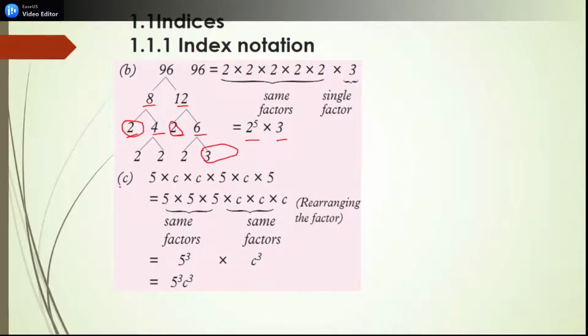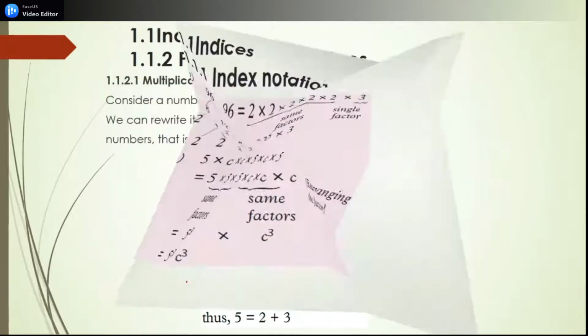Then in c, we have 5 times c times c times 5 times c times 5. We have three 5s. We have to group it and then put it on power 3, because you have three 5s and you have three c's, which means c power 3. Then you get 5 power 3 times c power 3 in simple notation.